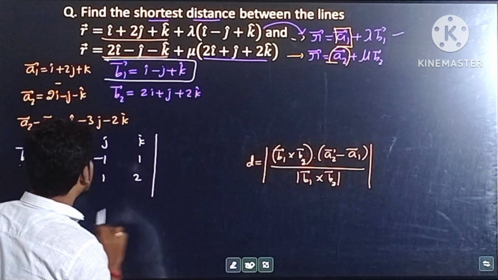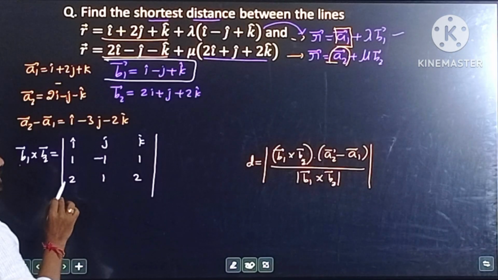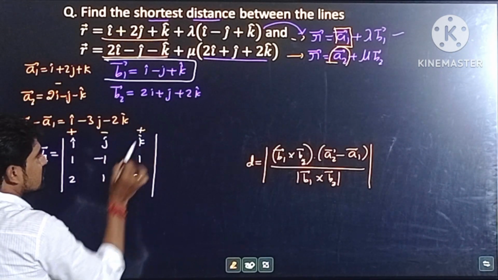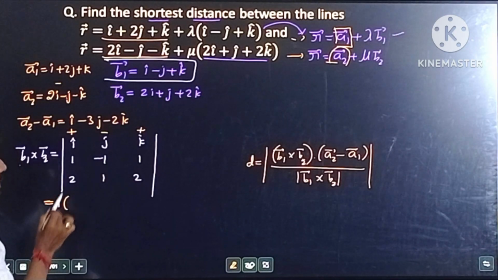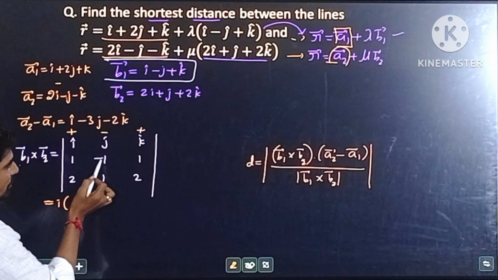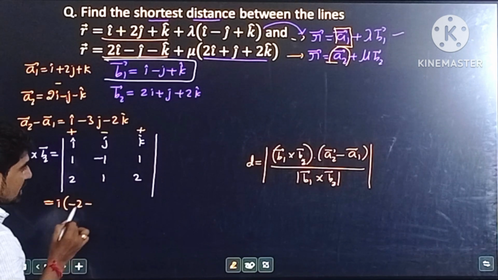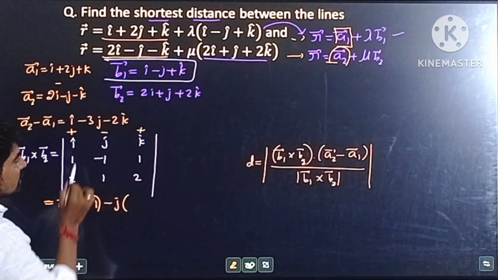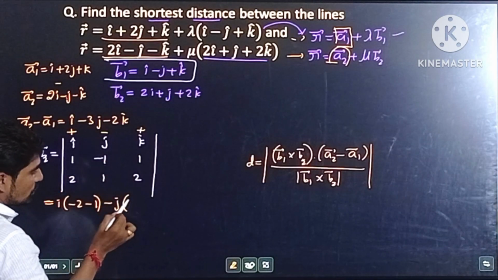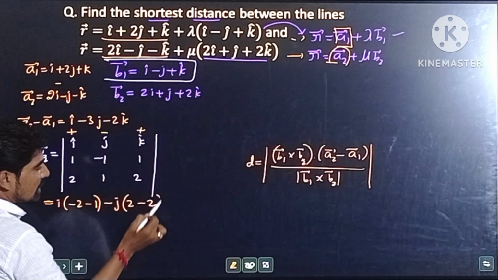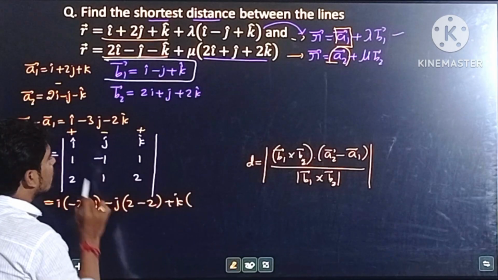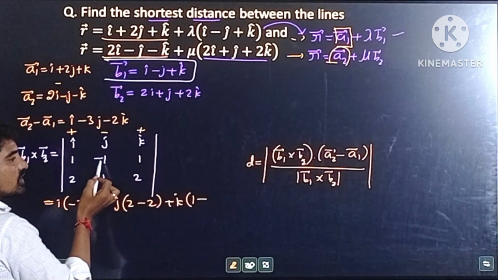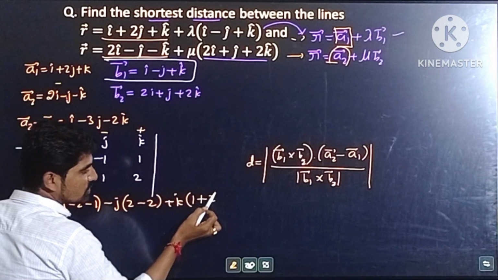As you already know the method of solving determinants. In the first column, the signs are plus, minus, plus, which is equal to i into, deleting first row first column, minus 1 into 2 minus 1 into 1, then minus j into, deleting first row second column, 1 into 2 minus 2 into 1, and then plus k into, deleting first row third column, 1 into 1 minus 2 into minus 1, which is minus minus plus 2.